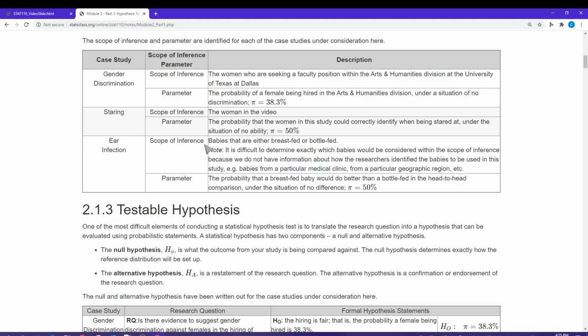So oftentimes it's difficult to determine exactly who is in the scope of inference for a study, especially if the authors don't give us a lot of information about how they picked the individuals to be in their study.